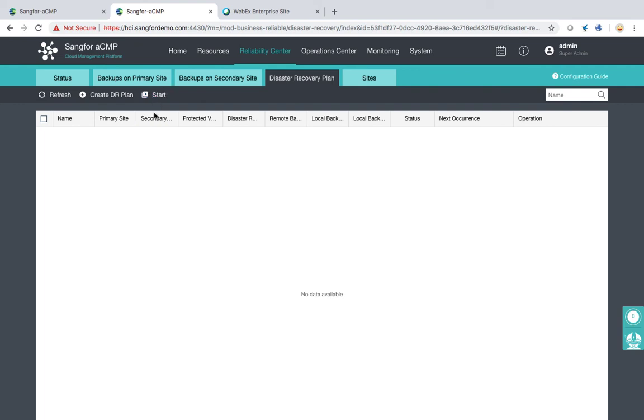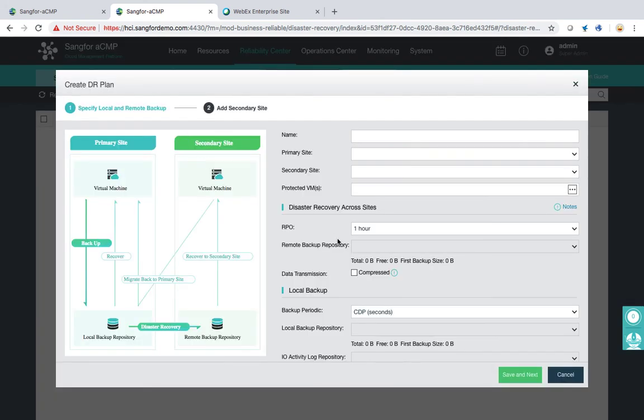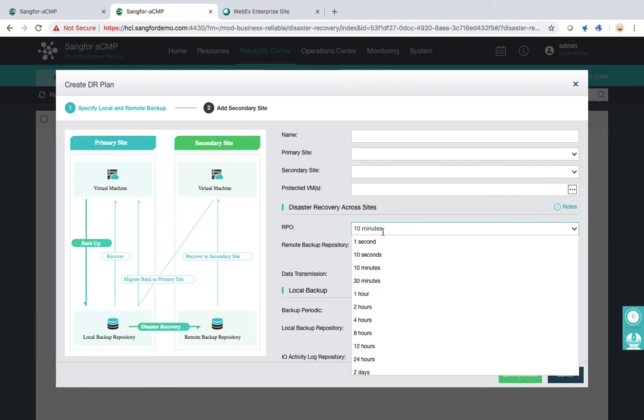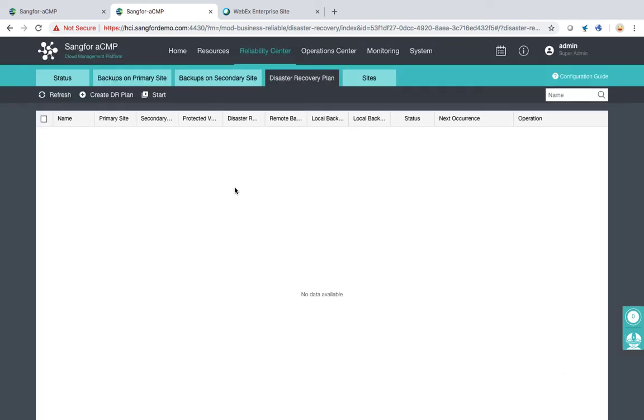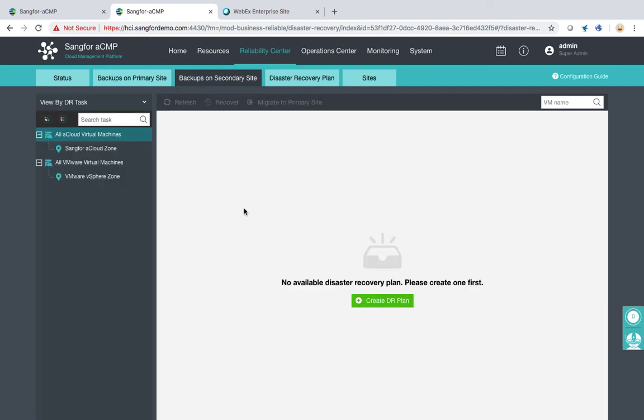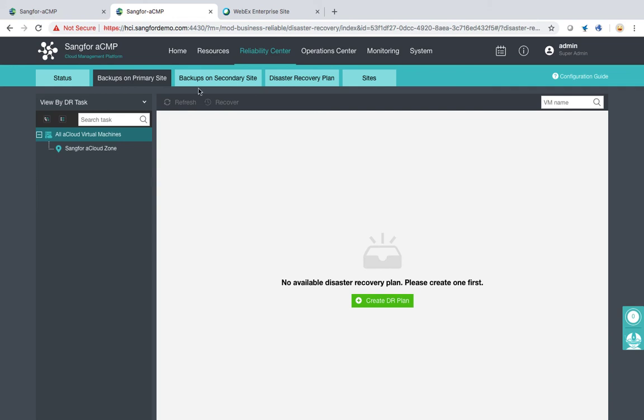And after the plan is activated, you can just start the DR plan. And like I showed here, you can actually create multiple disaster recovery plans to protect different levels of applications. Maybe for mission critical applications, I will choose 10 minutes of RPO. And for my relatively lower priority applications, I will choose 2 hours or 1 hour RPO protection. In those cases, the backup and transmission mechanisms are different. And you can have a holistic view of your backup on both the primary side and the secondary side.